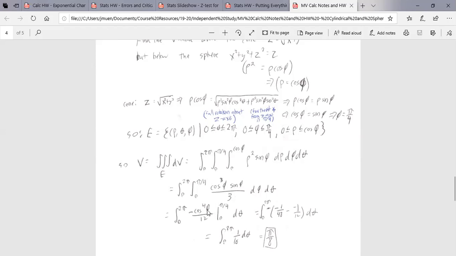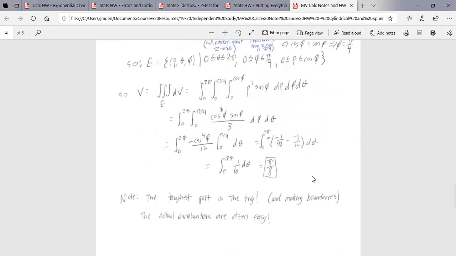Cosine of pi over 4 is equal to root 2 over 2. So what we would get here is ultimately cosine to the 4th is going to be 1/4. So we'd have negative 1/4 times 1/12, so negative 1 over 48, minus negative 1 over 12. Cosine of 0 is obviously 1, so just 1/12. So what we end up getting here is 1/16. And then we just integrate that from 0 to 2 pi d theta, and we just get pi over 8, and that's our answer. And this is it.